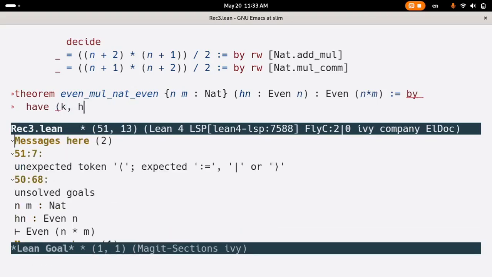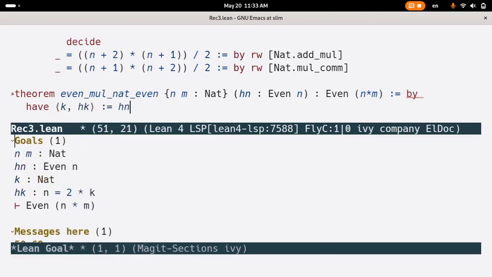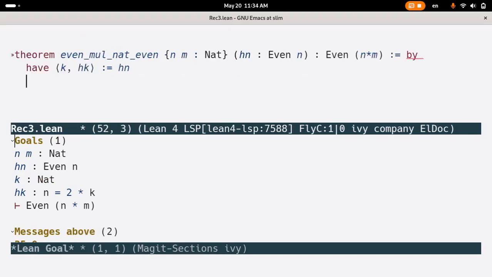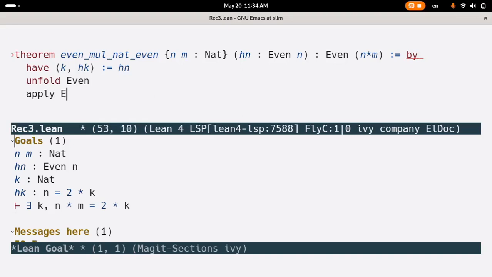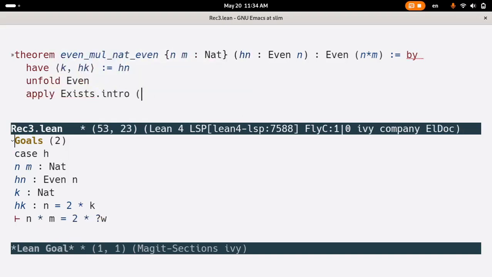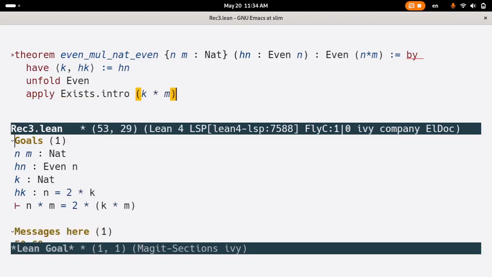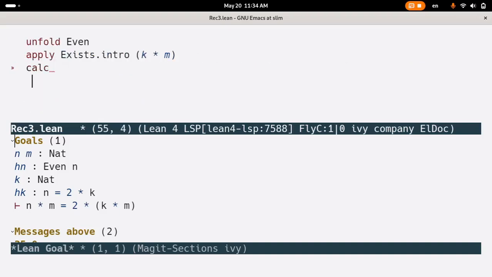We use the hypothesis to obtain a witness k and a proof hk, which says that n is equal to 2 times k. If you unfold the definition of even, we can observe that the goal is an exists statement. So we apply exists.intro with the value k times m, and we are left to prove an equality.